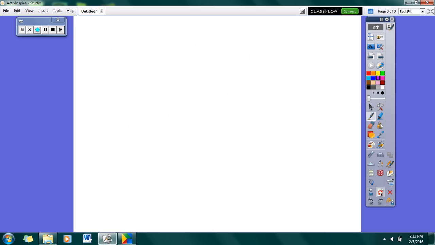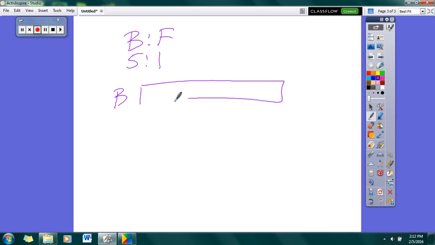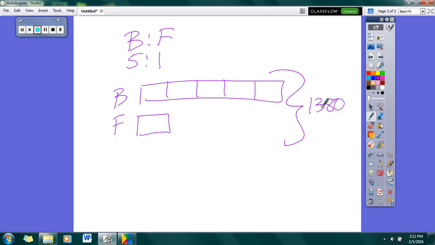Okay, so let's look at another example of doing these two types of problems. It says a box contains baseball and football cards. The number of baseball cards to the number of football cards is a ratio of 5 to 1. So baseball to football is a ratio of 5 to 1. I'm going to draw that tape diagram. Notice that my boxes are approximately the same size. Now it tells me my total is 1,380 cards. That's how many total cards I have.